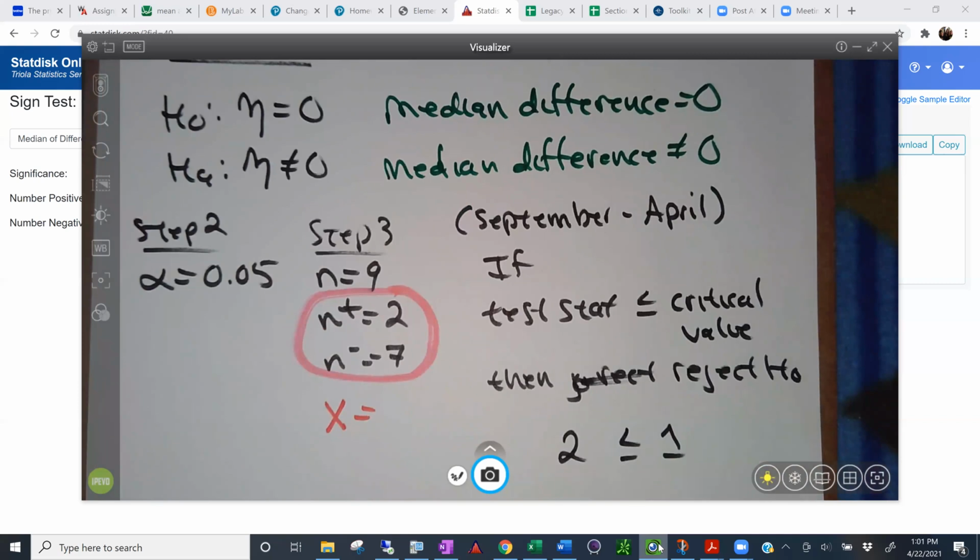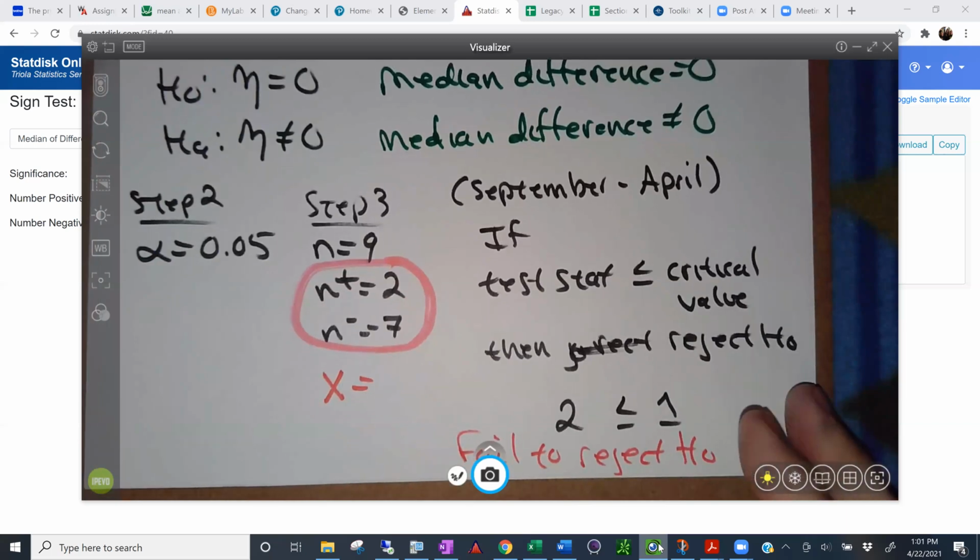So are we going to reject? Yeah, fail to reject. We just didn't have enough oomph to reject in this case. So fail to reject H0. And I always like to put H0 because some people want to fail to reject HA, which isn't correct.